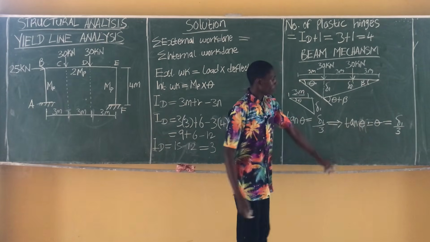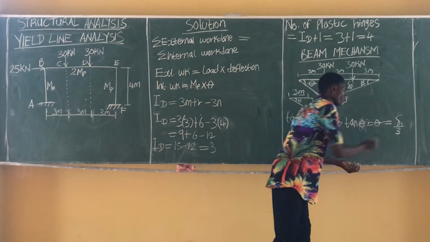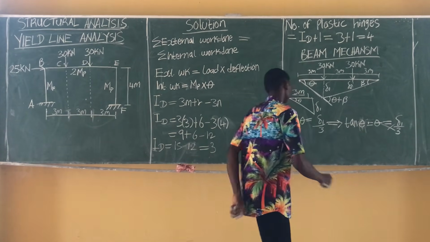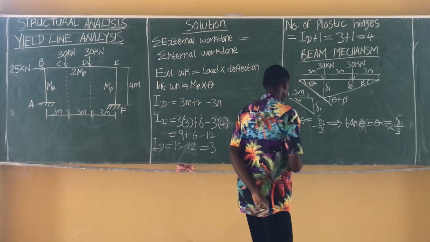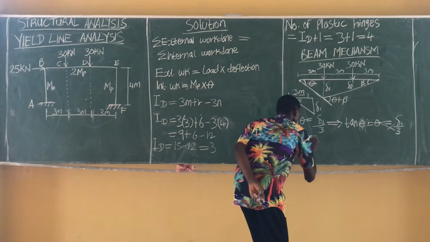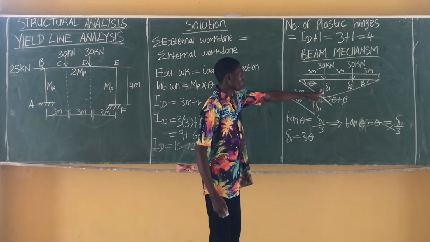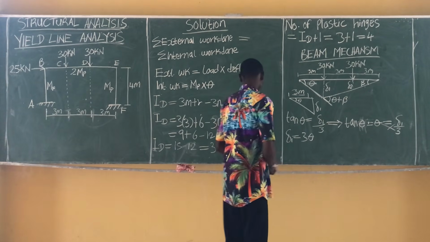Hence, from this point, making deflection the subject of the formula, we simply cross multiply. Deflection is going to be 3 theta. So we have deflection 1 equal to 3 theta. We have gotten the value for this deflection, right? Now let's get the value for this.